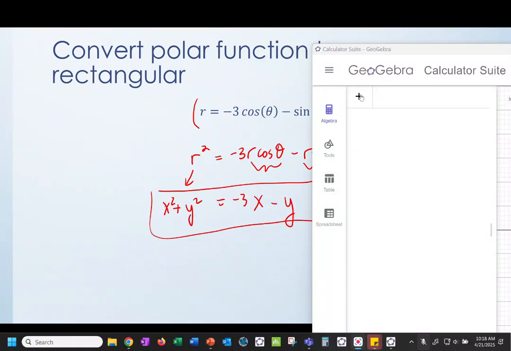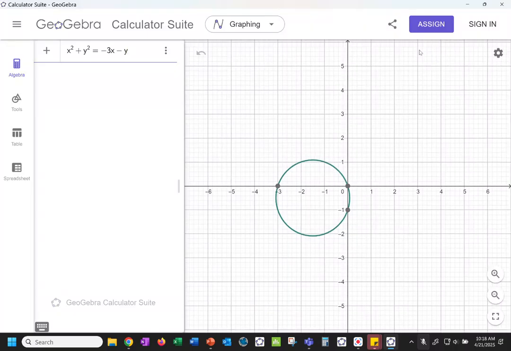All right, so I've got this up in GeoGebra. We're going to just put in our equation just like we have it: x squared plus y squared equals negative 3x minus y. And then we can see, hey, it's a circle with a center that is no longer at the origin, but at roughly negative 1.5, negative half.